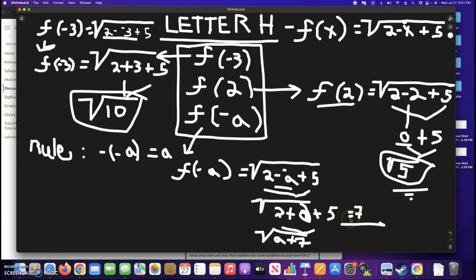At first I thought that must be my answer, just 7. Nope, you have to incorporate the a. So the square root of a plus 7, and that would be my final answer for the last one.